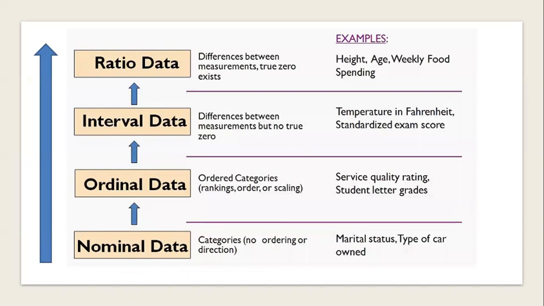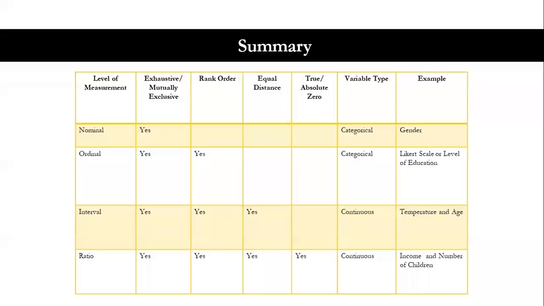So this is just somewhat of a summary, keeping in mind that the levels of measurement build upon one another. Okay, so nominal level data is our lowest level of measurement. And then from there, we increase to ordinal, interval, and ratio is our highest possible level of measurement. And here's yet another summary.